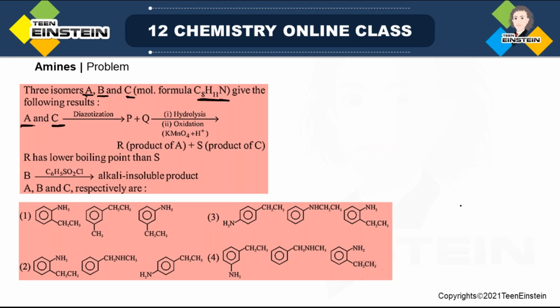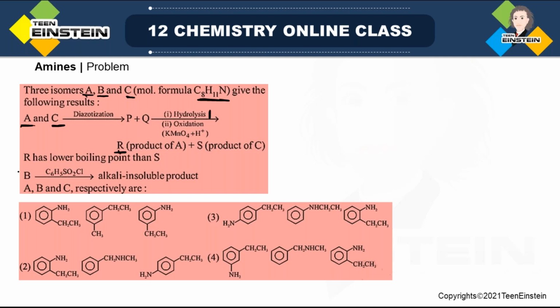Now as there are two different compounds, you will get two diazotization products, P and Q. Now with these diazotization products, next you are doing hydrolysis. Not just hydrolysis, you are also doing oxidation by KMnO4 in acidic medium. And finally, you are getting products from P and Q. P may be from A or C, but finally from P and Q, the two products that you are getting after hydrolysis as well as oxidation, one is the product of A, another is the product of C.